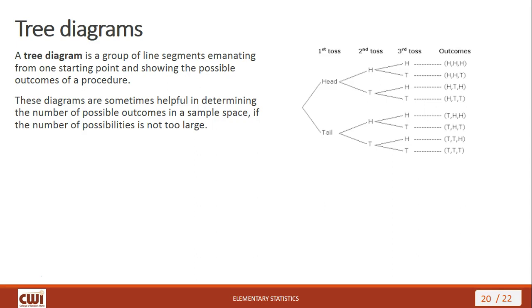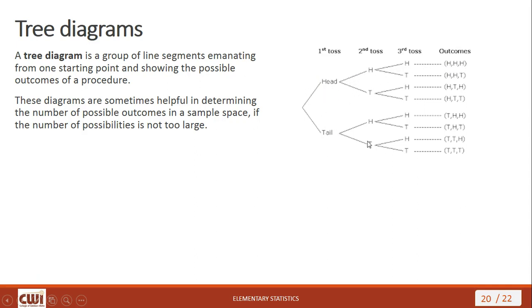So here we have a coin that we're tossing 3 times. In the first coin toss, we can get either a head or a tail. Then from each of those outcomes, when we toss it the second time, we can get a head or a tail. And then from each of those outcomes, we toss a third time, we can get a head or a tail. So the outcome could be heads, heads, heads, or heads, heads, tails.